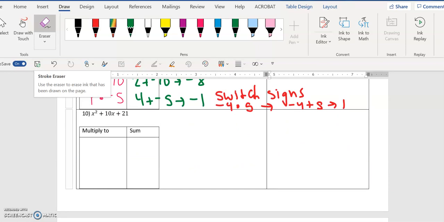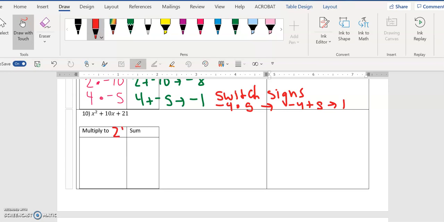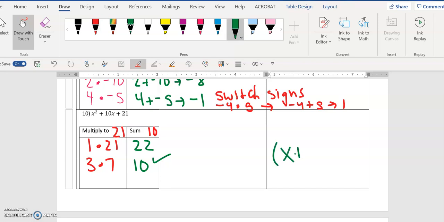Okay, number 10. We need to multiply to 21 and add to 10. So we have 1 times 21 and 3 times 7. Let's add those up. 1 and 21 are going to make 22. 3 and 7 make 10. Yay. Those are our factors, x plus 3, x plus 7. And if I'm going too quickly, you always have the option to pause the video.